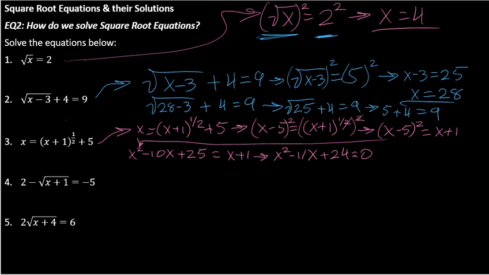A times c would be 24. And 8 and 3, so I'm going to use -8, -3 here. So what I'm going to end up with, after I do the factoring, is x minus 3 times x minus 8 equals 0. So that means x1 is equal to 8, x2 is equal to 3. So now I need to plug in and see which one of these is my actual solution, right?